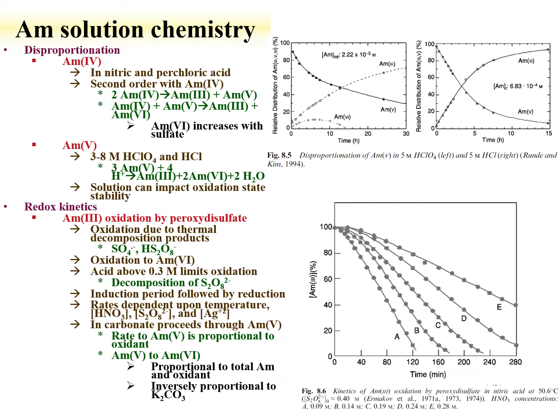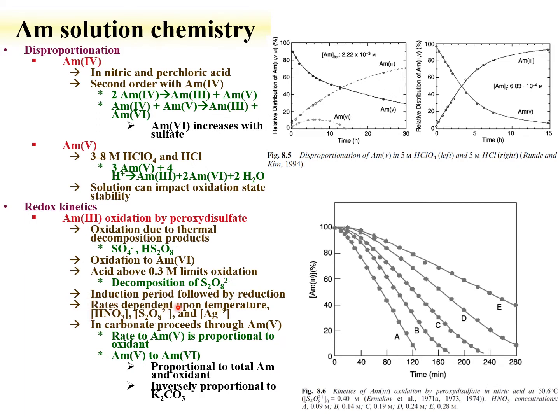As we already stated, americium undergoes oxidation by a number of compounds. The redox kinetics, or the oxidation kinetics, of americium 3 have been evaluated with peroxydisulfate, and this oxidant will bring americium to the 6. There are some limits to the applicability of this system. In acid above about 0.3 molar, you get decomposition of the peroxydisulfate.